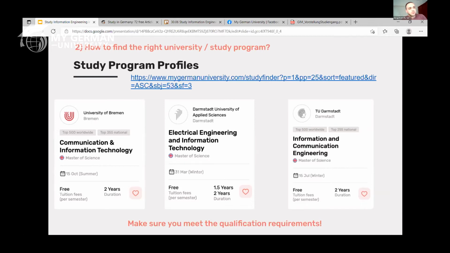For example, we have communication, information technology, electrical engineering and information technology, information and communication engineering. So you can see the wording is a little bit different, but the programs have lots of things in common. So in these cases, this can also be some of the good choices for you as international students who want to study information engineering in Germany.